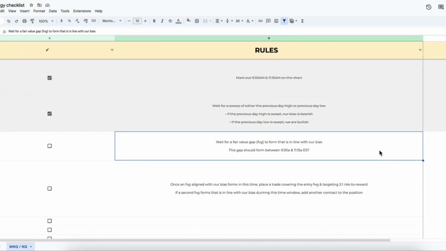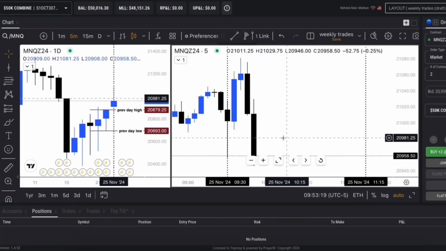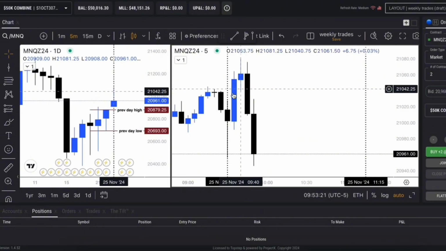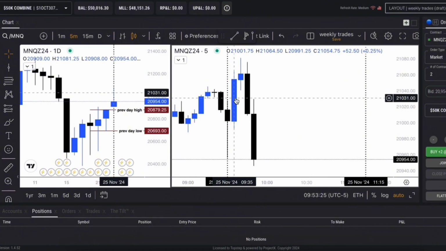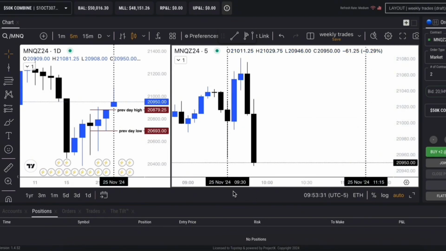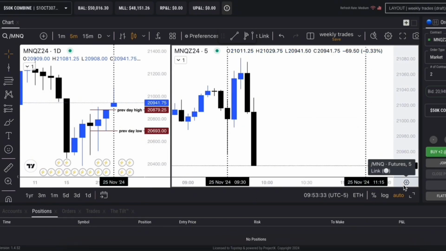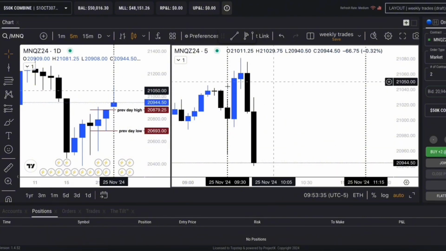Next up, wait for a fair value gap to form that is in line with our bias. And this gap should form between 9:30 and 11:15 a.m. Eastern Standard Time. So depending on how the candle closes, this will be a valid fair value gap. Previous day high was swept. We have a bearish SIBI or fair value gap that has formed within our time window of 9:30 and 11:15 a.m. And so depending on how this candle closes, it's going to be a valid setup for me.